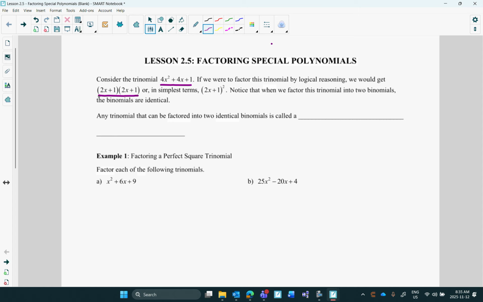Well, whenever you have a trinomial that factors to 2 identical binomials, these are the same, write it like this: 2x plus 1 in parentheses all squared, okay? And whenever we get a trinomial that factors like this, where the 2 binomials we factor to are identical, we have a special name for that. We call it a perfect square trinomial.